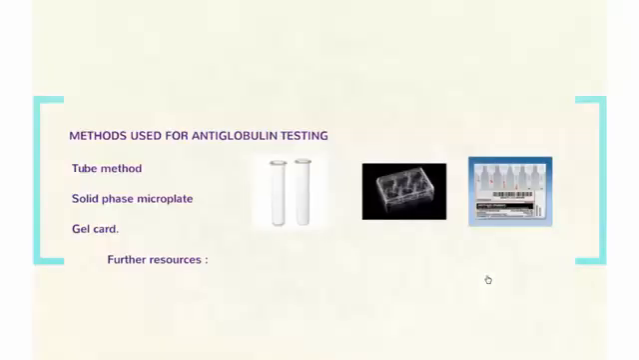There are few methods that we can use for antiglobulin testing. The first one is tube method, the second one is solid phase microplate, and the third one is the gel card.